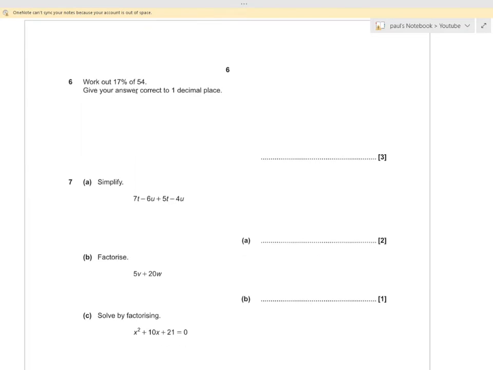Work out 17% of 54. So 54 times 17 over 100. 54 times 17 divided by 100 is 9.18. To 1 decimal place, that is 9.2.